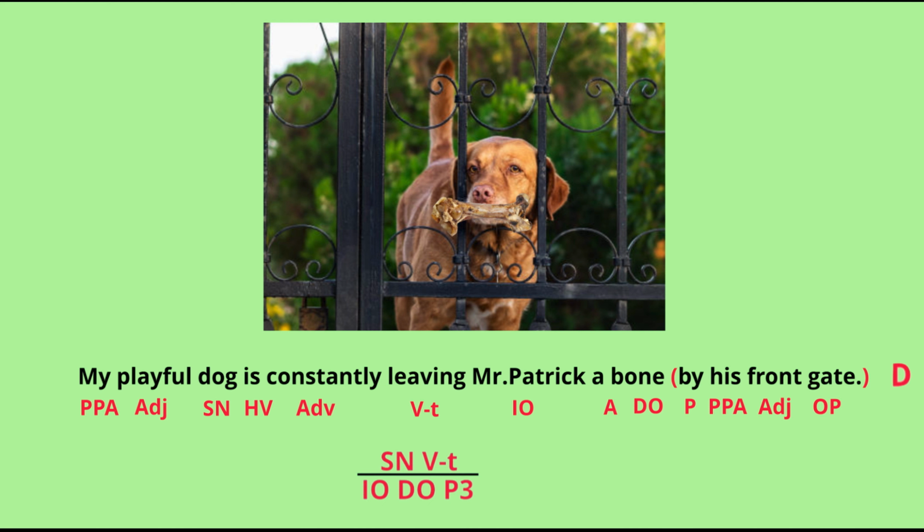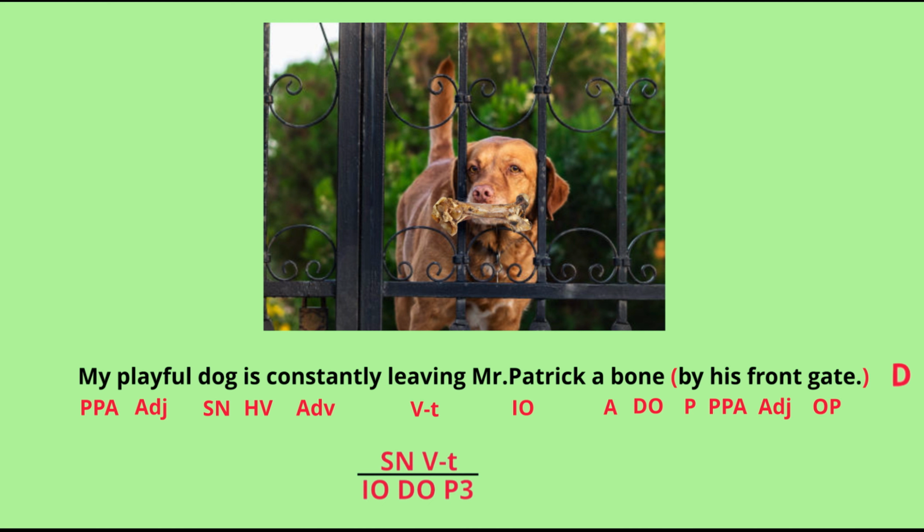Is the helping verb. Constantly. When? Constantly. So constantly is the adverb. And what is being said about the dog? It is leaving a bone, right? So leaving is the verb, and to find whether it is a verb transitive, let's ask the question, leaving what? Leaving bone. So bone is the direct object and leaving will become the verb transitive.